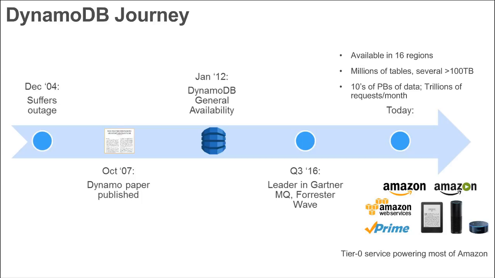So moving on, here is a quick journey over the years of how DynamoDB came about and where we are today. Amazon.com, in its busiest time of the year in December in 2004, had a multi-hour outage where it could not process any more customer orders.